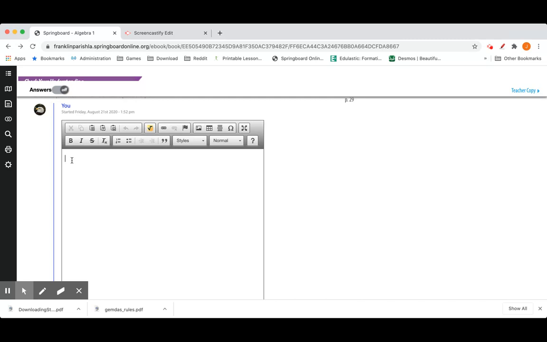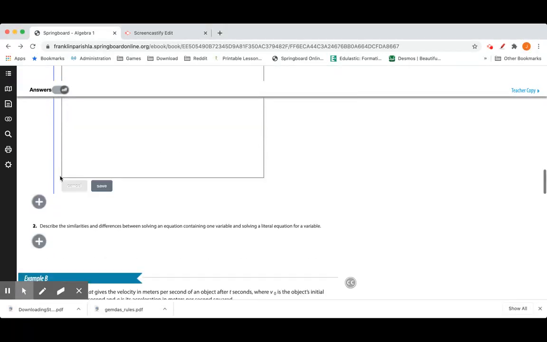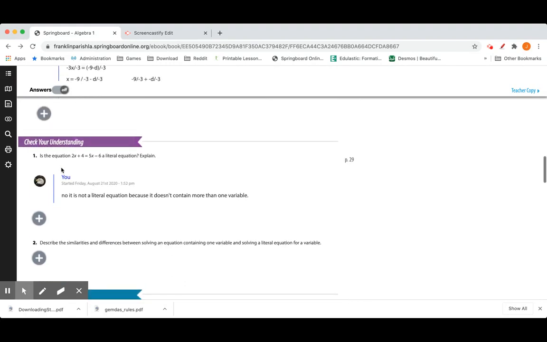Hold on. No, it is not a literal equation because it doesn't contain more than one variable. All I see is x's. That's the only variable I see.